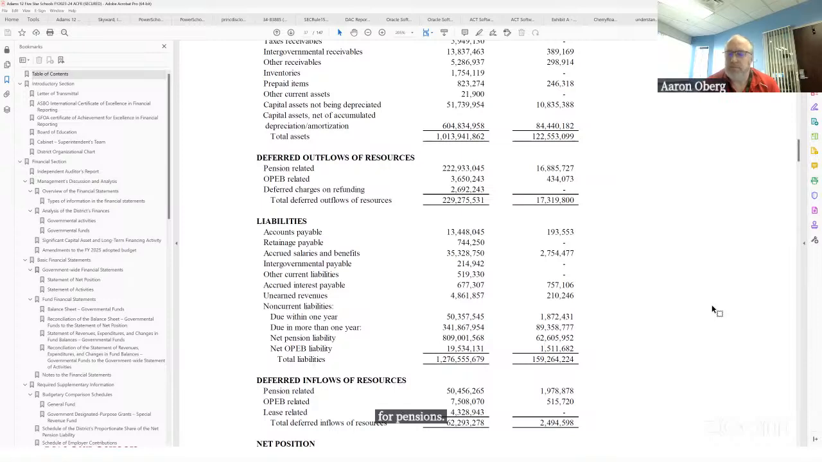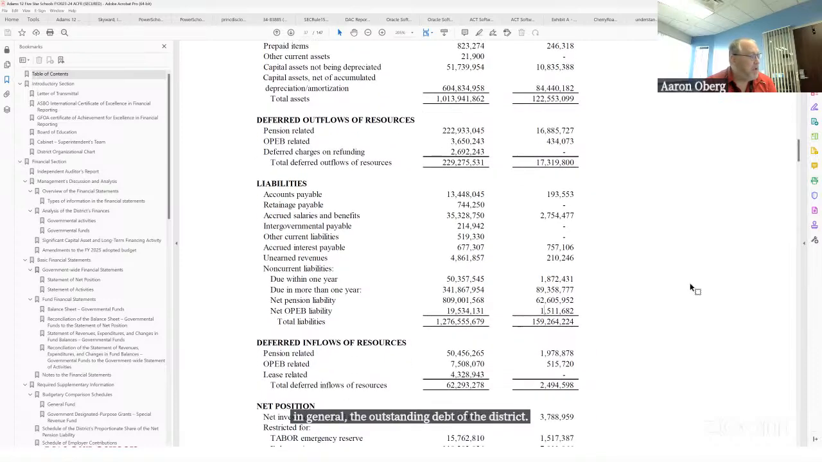No, we don't. It is not our liability, but GASB makes us put that on our financial statements. I would also say that the due within 1 year and the due in more than 1 year, the $341 million, that represents, in general, the outstanding debt of the district.